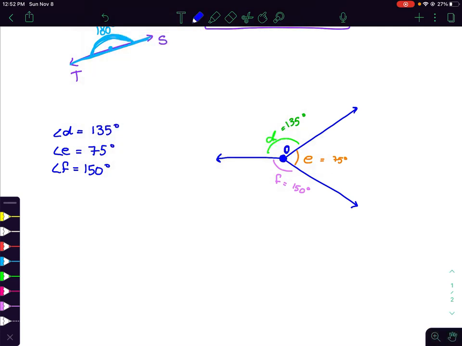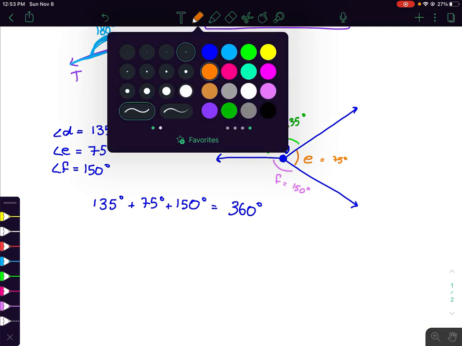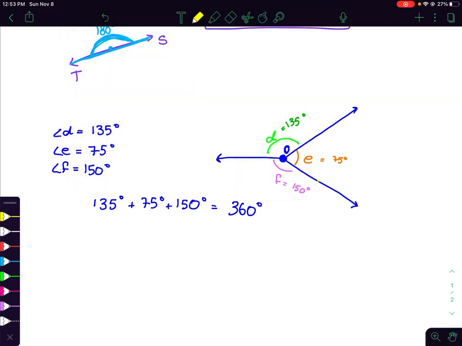And then what do we learn? When we add this up, 135 degrees plus 75 degrees plus 150, what do we get? We get 360. So when we add all these angles up, I'm going to use a different color, yellow. That means from here to here, the circle is 360.